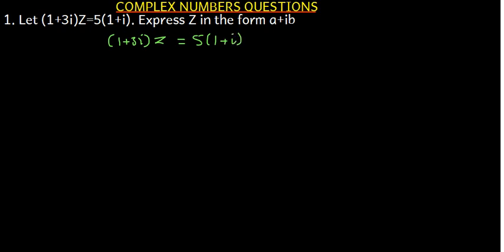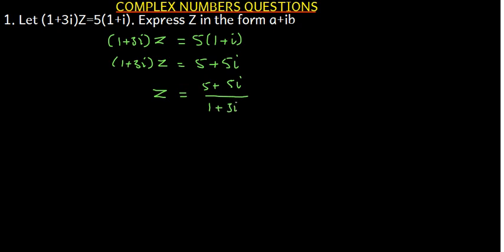Well, we can simplify this, and this is going to give us (1 + 3i)z. That would be 5 times 1, that would be 5, and 5 times i, that would be 5i. To remain with z, we are going to divide both sides by 1 + 3i, and so z gives us (5 + 5i) divided by (1 + 3i).